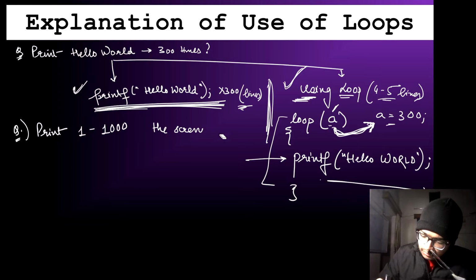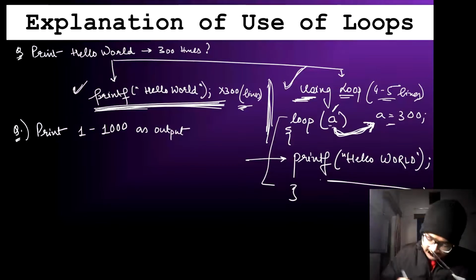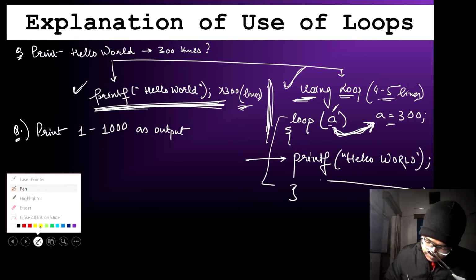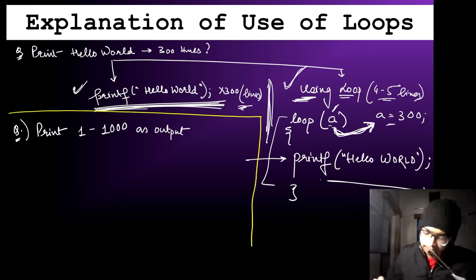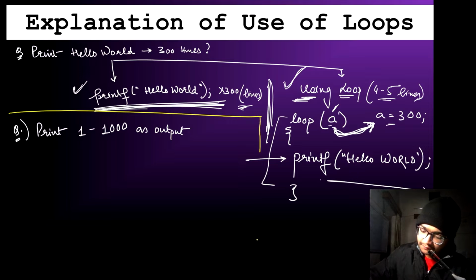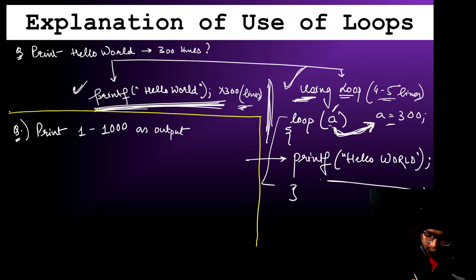Okay, as output I am writing. Let's separate this space now, otherwise it will look like a mess. So what is the question now? We will print 1 to 100 as output on the screen. So how should we do this?